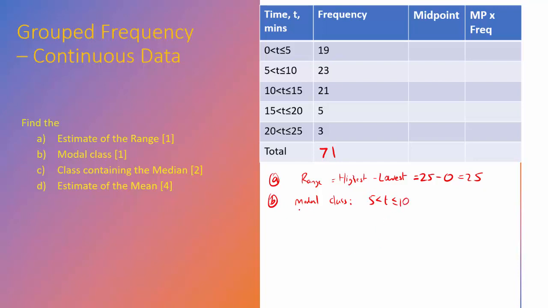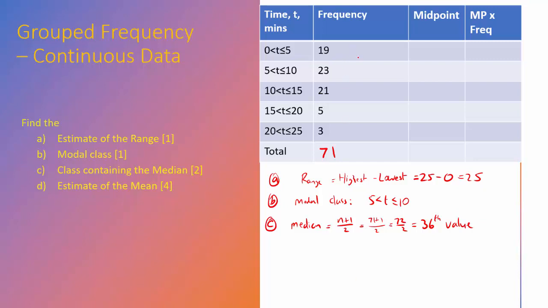Question C, find the class containing the median. This is just another way of saying find the median. The formula for median is the same as before. Median is equal to n add 1 divided by 2. N in this case is 71. 71 add 1 divided by 2 is 72 divided by 2, which is 36. Now the median is not 36, the median is the 36th value.